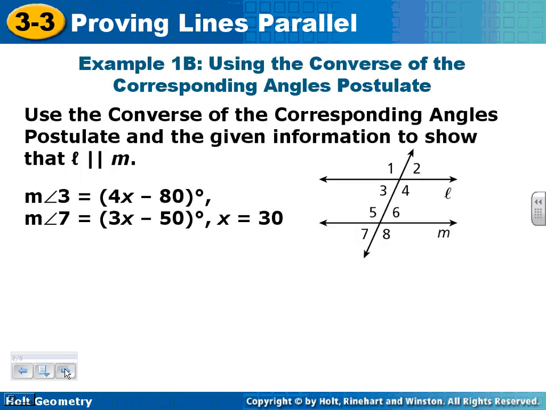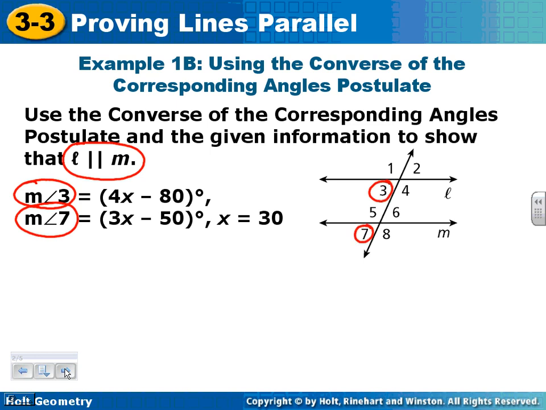Well, with that said, example 1b, using the converse of the corresponding angles postulate. So using that postulate we just mentioned. It says use the converse of the corresponding angles postulate and the given information to show that L is parallel to M. So, we're talking about angle 3. I'll go over here and find it. The measure of angle 3. And right here is the measure of angle 7. Angle 7's right there. And you can tell they're corresponding.